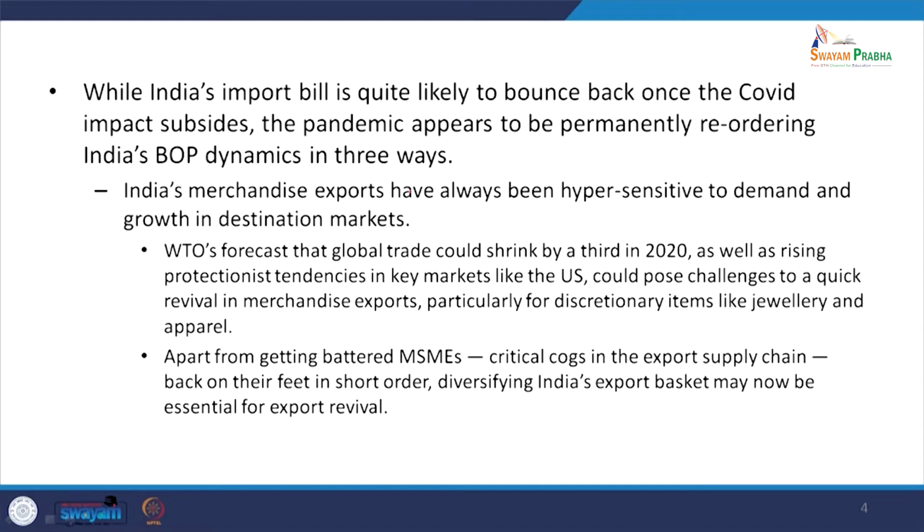This hypersensitivity of merchandise exports to demand is explained by WTO's forecast that global trade could shrink by a third in 2020, a one-third shrink of global trade, as well as rising protectionist policies adopted by member countries like the US, which could pose further challenges to a quick revival in merchandise exports, particularly for discretionary items like jewelry and apparel.